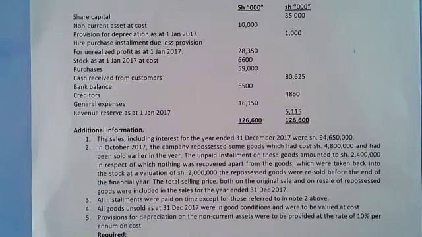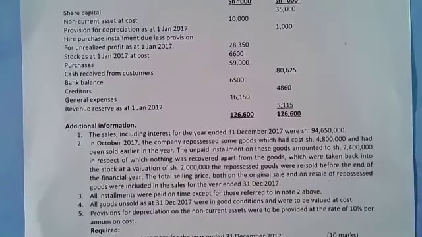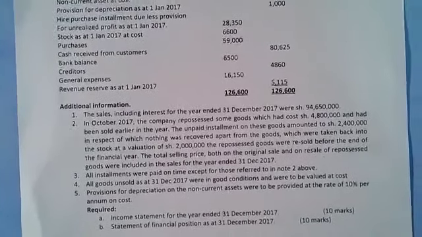Sorry, in October 2017, the company repossessed some goods which had cost 4.8 and had been sold earlier in the year. The unpaid installment on these goods amounted to 2.4 million, in respect of which nothing was recovered apart from the goods, which were taken back into the stock at a valuation of 2 million. The repossessed goods were resold before the end of the financial year. The total selling price, both on the original sales and on resale of repossessed goods, were included in the sales for the year ended 31st December 2017.